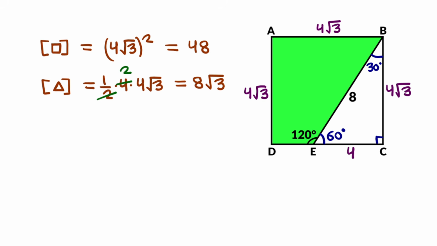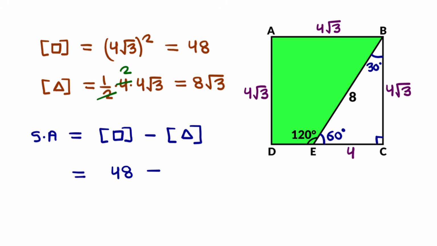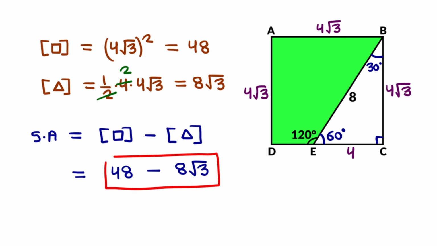Finally, the shaded trapezoid area is simply the area of the square minus the area of triangle BCE. So the answer is 48 minus 8 times the square root of 3. And that's our exact answer. As a decimal, that's approximately 34.1 square units.